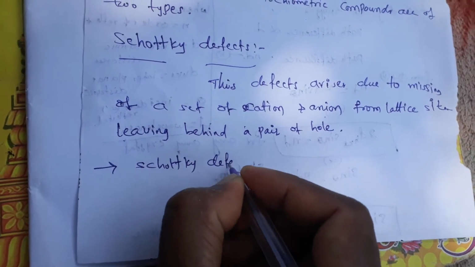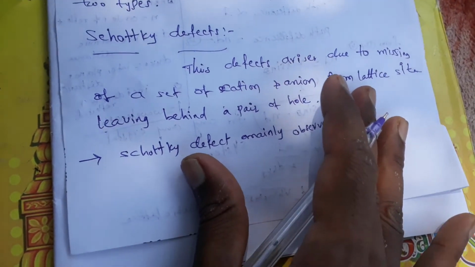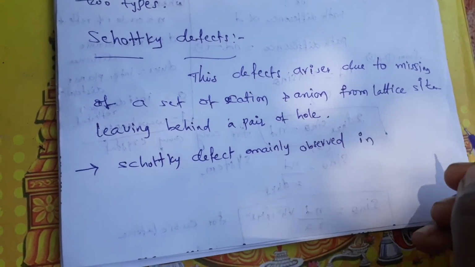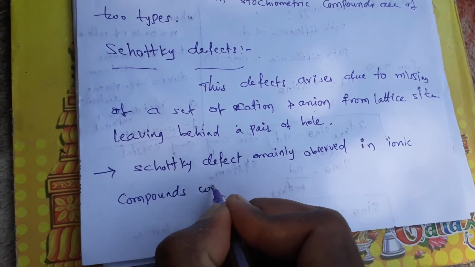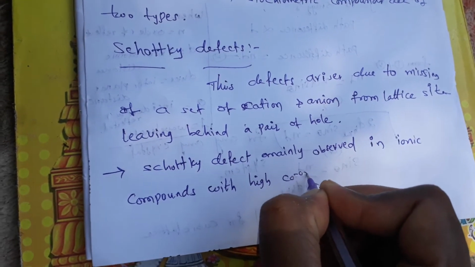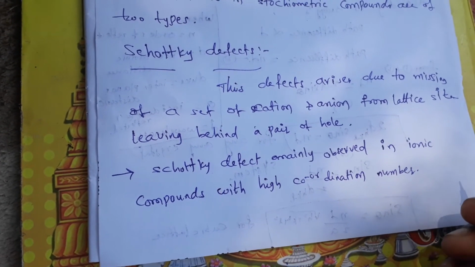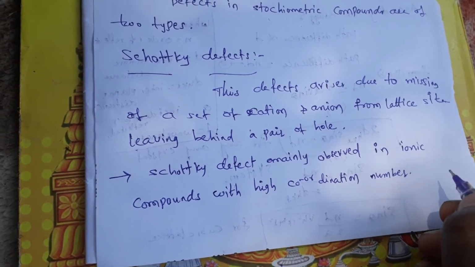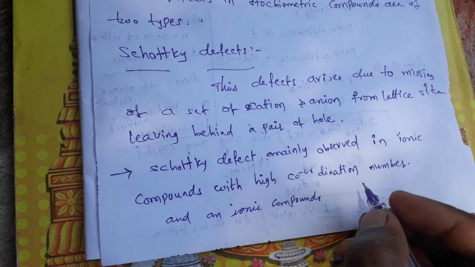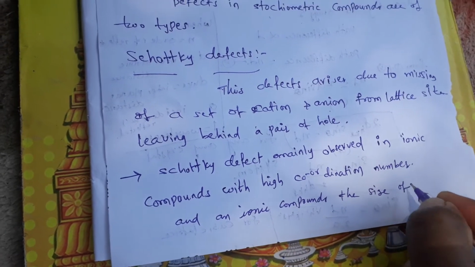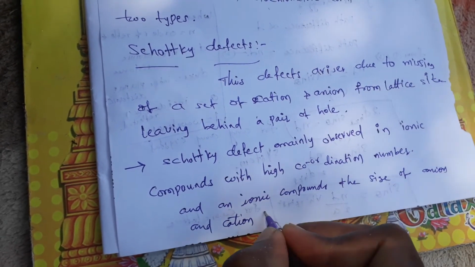Schottky defect is mainly observed in ionic compounds with a high coordination number, and in ionic compounds where the size of anion and cation is nearly the same.